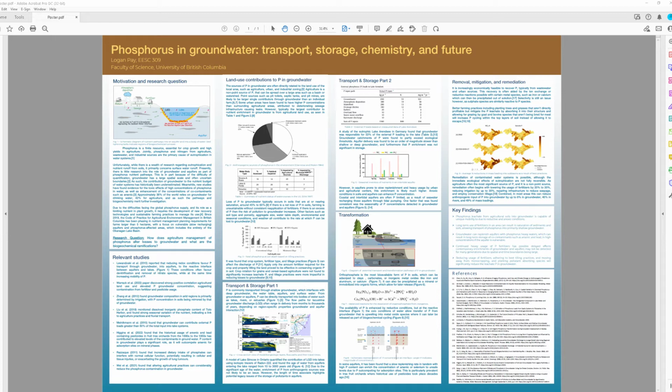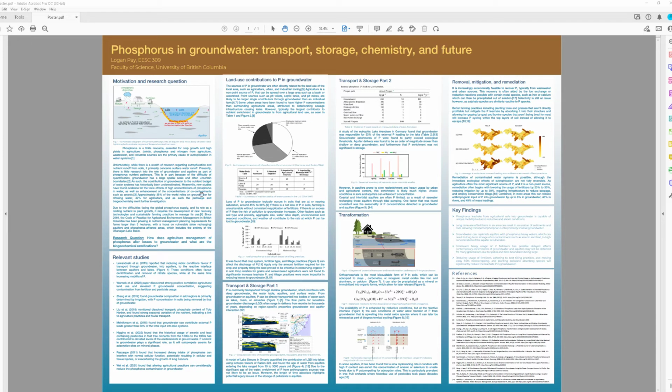So there is hope, though, because it seems as though if we just alter our standard agricultural practices slightly to a more holistic approach, we can reduce the use and groundwater transport of phosphorus, and new technologies can then come in and help us recycle it. So my question was, how does agricultural management of phosphorus alter losses to groundwater, and what are the biogeochemical ramifications? And some of the studies that helped me make that question.